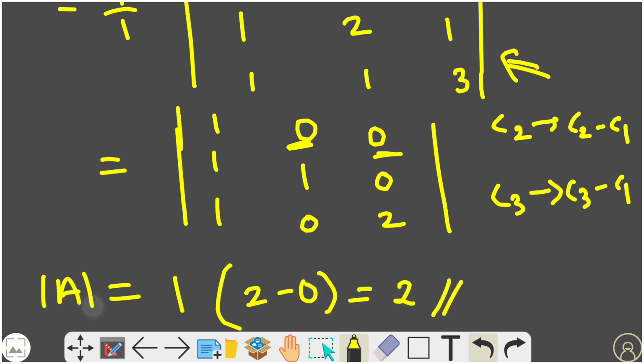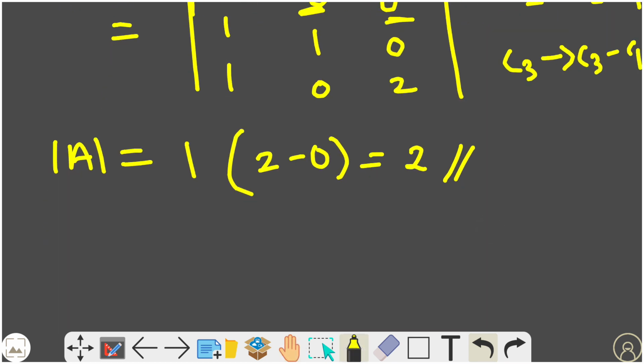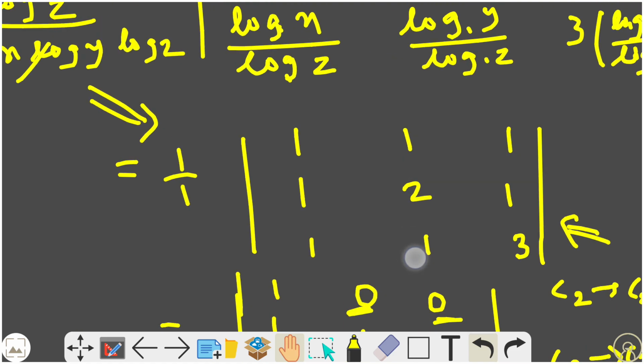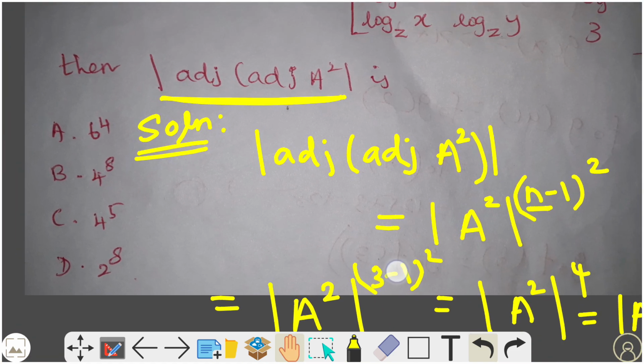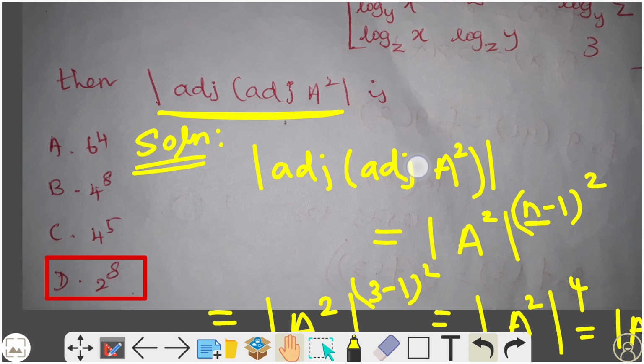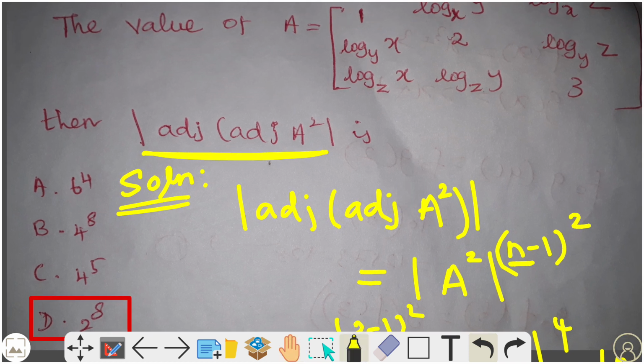So the determinant of A is equal to 2, but we have to find the determinant of adjoint of A squared, which is determinant of A power 8. So 2 power 8 is the answer. Option D is the answer, 2 power 8. When you find the determinant of the adjoint of any matrix, that is equal to determinant of A power n minus 1, the whole squared, where n represents the order of the matrix.